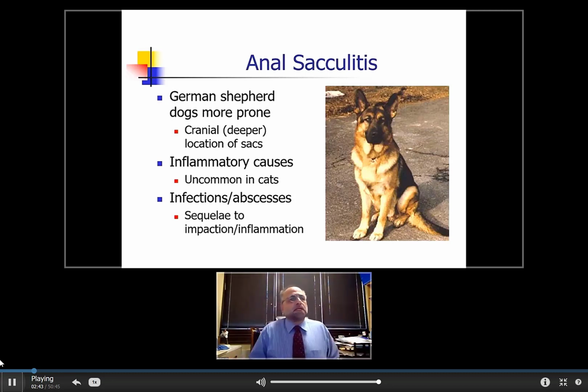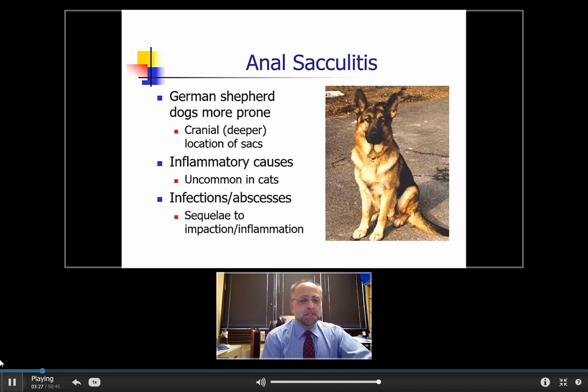But let's start talking with anal sacculitis. And again, German Shepherd dogs are probably the breed that we see it most frequently. And it's believed to be because of the location of the anal sacs in German Shepherds. They tend to be a little bit deeper, more in an oral direction along the side of the distal rectum or proximal anus than in other breeds. It is believed that anal sacculitis in general is more of an inflammatory cause, but infections and abscesses obviously do occur. Certainly less common in cats, but we do see anal sacculitis in kitties occasionally as well.